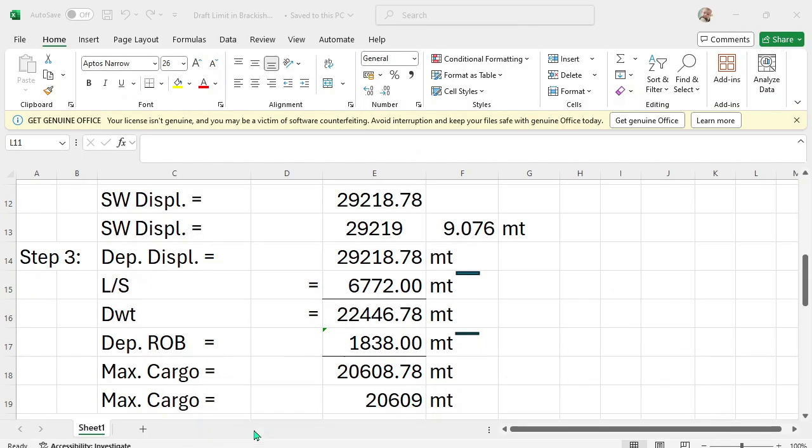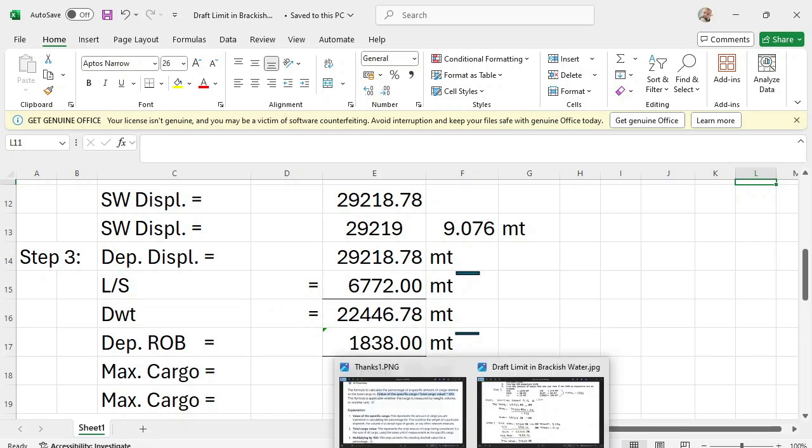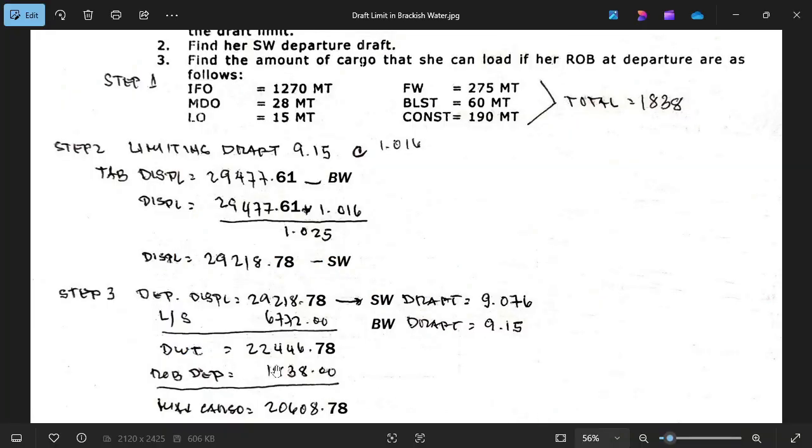And I made an Excel with your departure displacement of 29218, which is this one, and minus your light ship of 6772. Your dead weight will be 22446.78. Okay, what is your dead weight here? 22446.78.